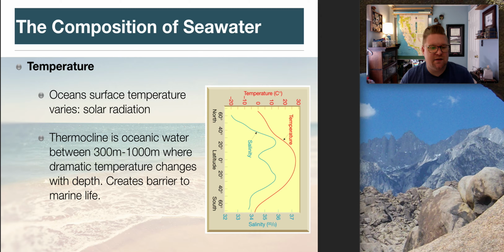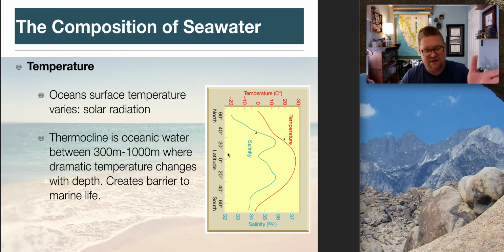So looking into that, this is a little diagram looking at temperature. So ocean surface temperature varies because of solar radiation. So this thermocline is oceanic water between 300 meters and 1,000 meters in depth, where there are dramatic temperature changes with depth. So it creates a barrier, essentially, in marine life.